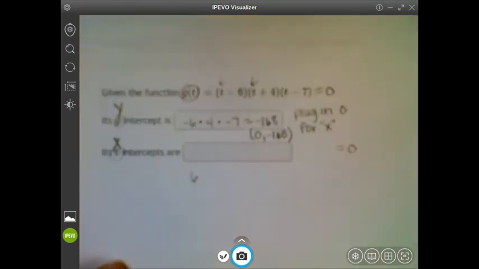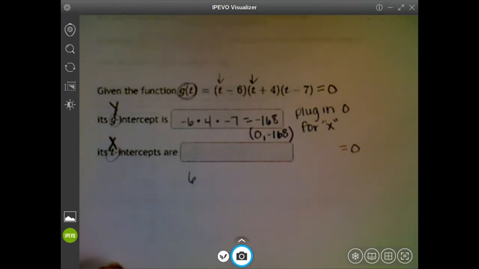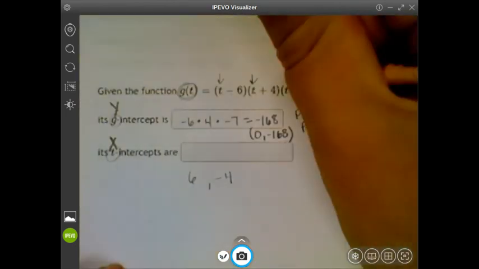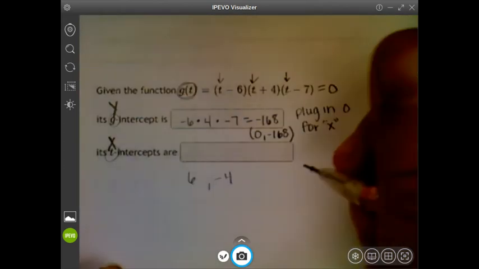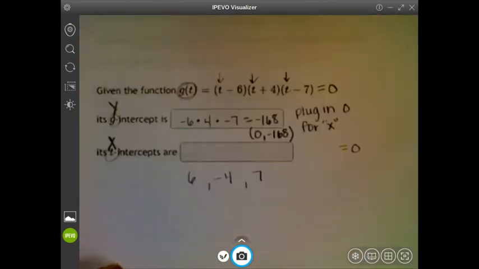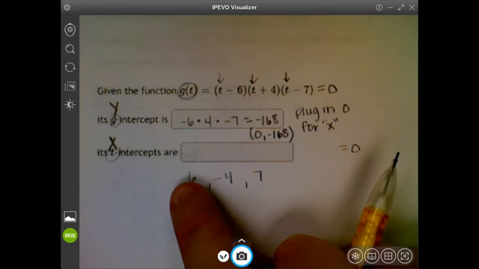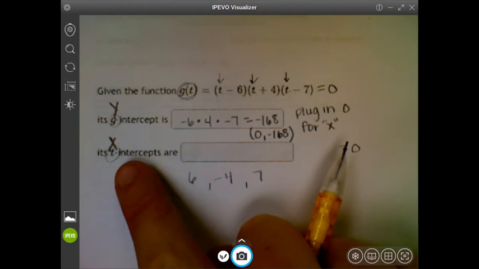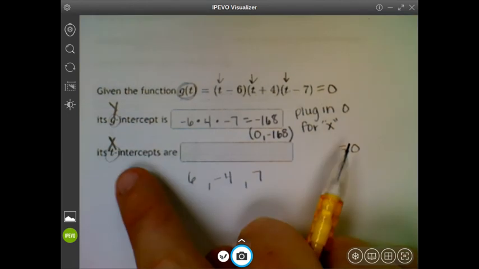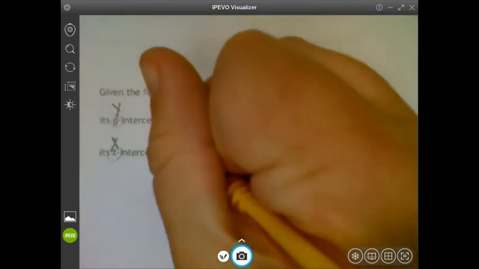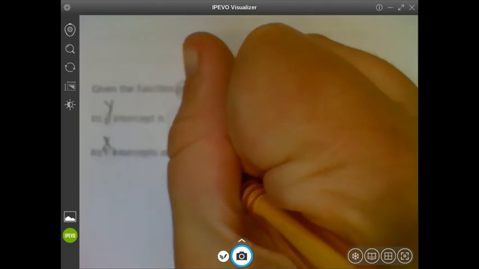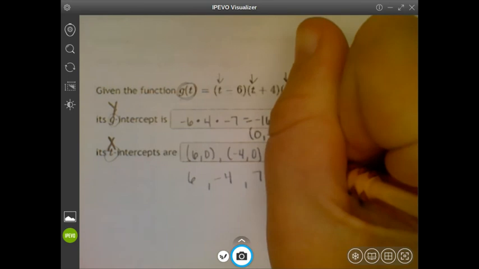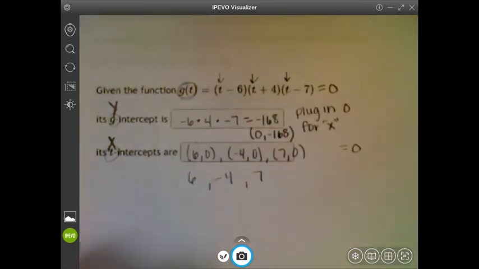This next one, what number do you plug in for that t so that you add 4 and get 0? Well, you just change your sign, right? Negative 4. And then last but not least, what do you plug in for that t? That would be a positive 7. So it crosses the x-axis at 6, negative 4, and positive 7. For the x-intercepts or the t-intercepts, they want you to list them as coordinate points. So (6, 0), (negative 4, 0), and (7, 0).